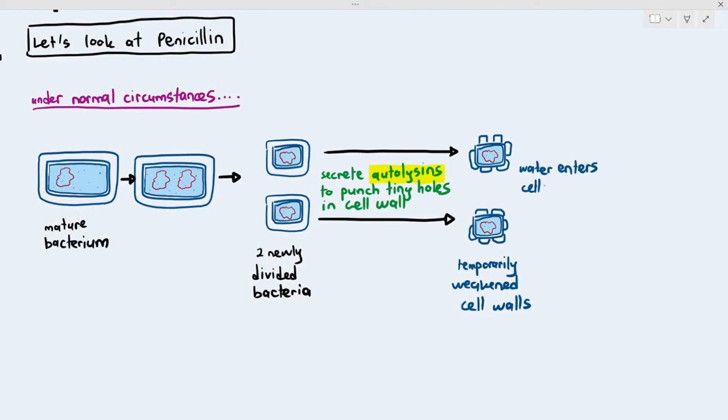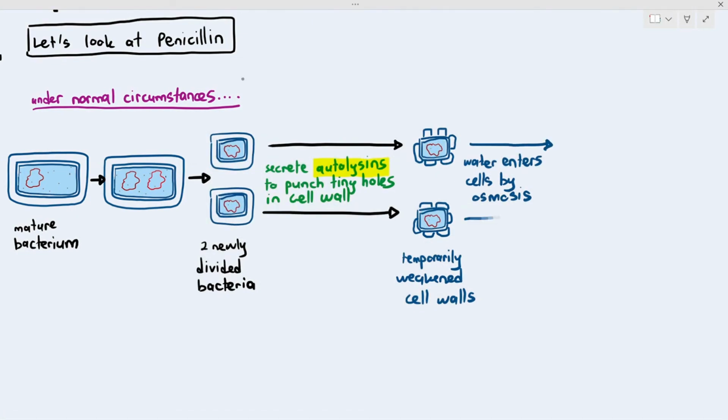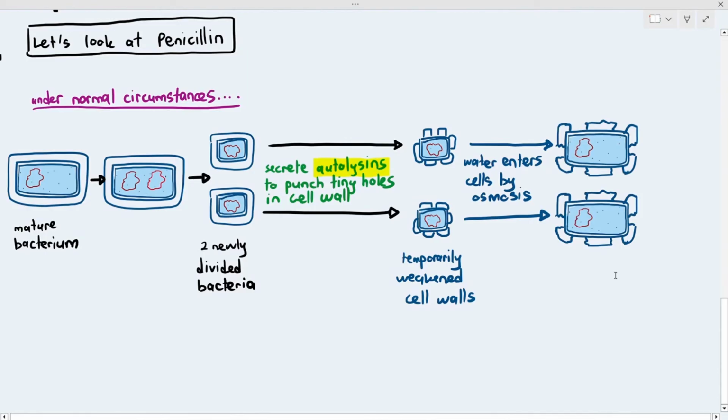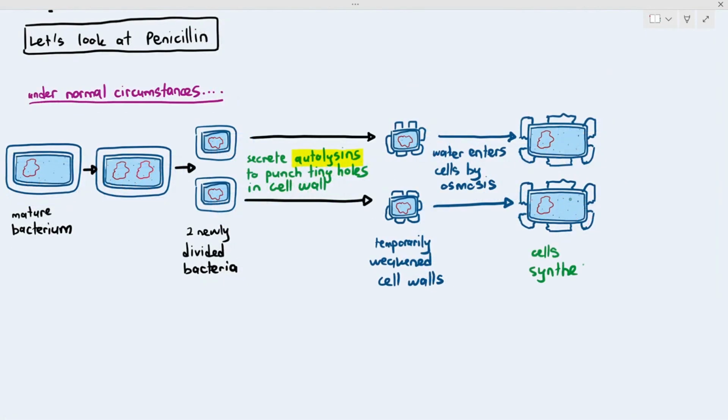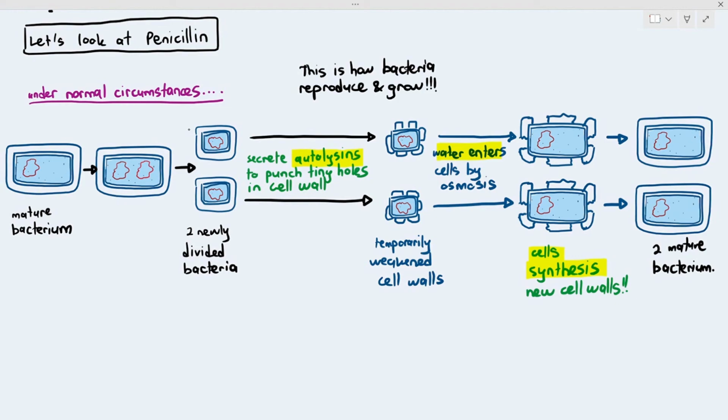The bacteria does this so that it can allow water to enter by osmosis, and because the cell wall is quite weak, the bacteria can actually expand. So look at the bacteria. Both of them have now expanded, but the cell wall remains weakened or broken, due to the autolysins. So what the bacteria have to do now is synthesize new peptidoglycan cell walls. And when they synthesize new peptidoglycan cell walls, they will produce two mature bacteria. This is how bacteria normally reproduce and grow. These are normal circumstances for the bacteria, so they're just minding their own business.